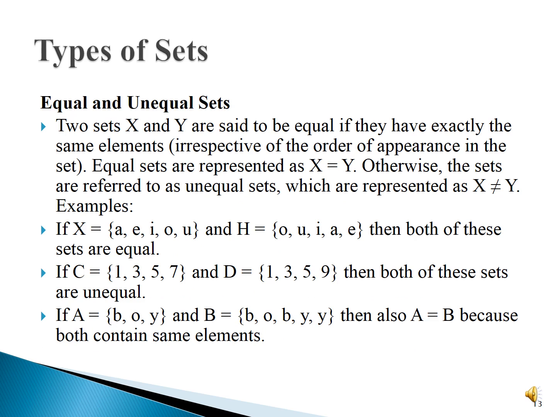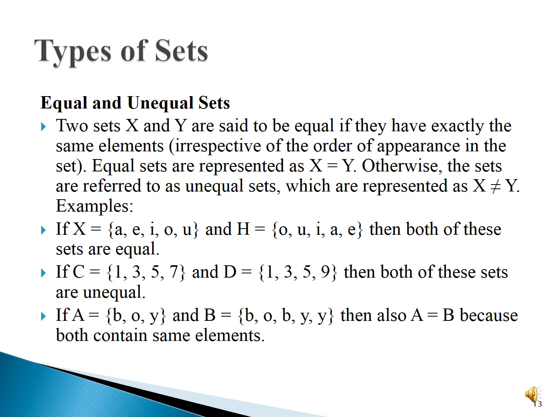The next type is equal and unequal sets. Two sets X and Y are said to be equal if they have exactly the same elements, irrespective of the order of appearance in the set. Equal sets are represented as X equals Y. Otherwise, the sets are referred to as unequal sets, and they can be represented as X not equal to Y.